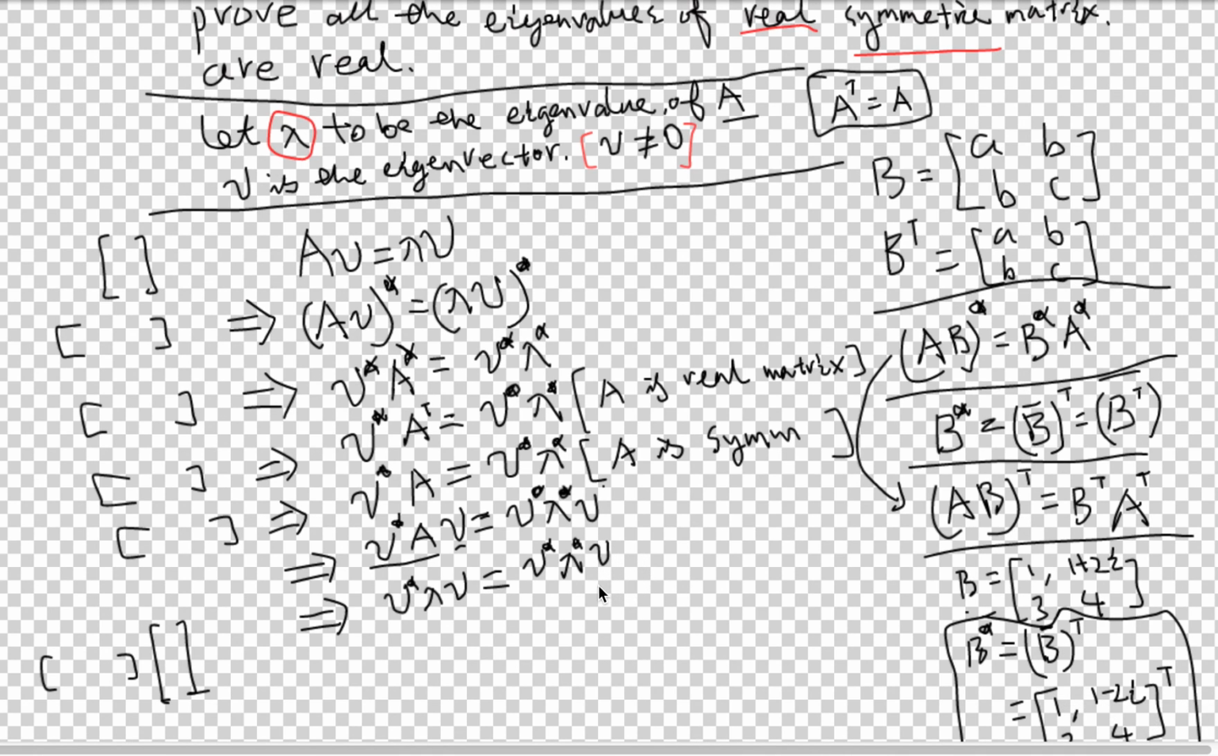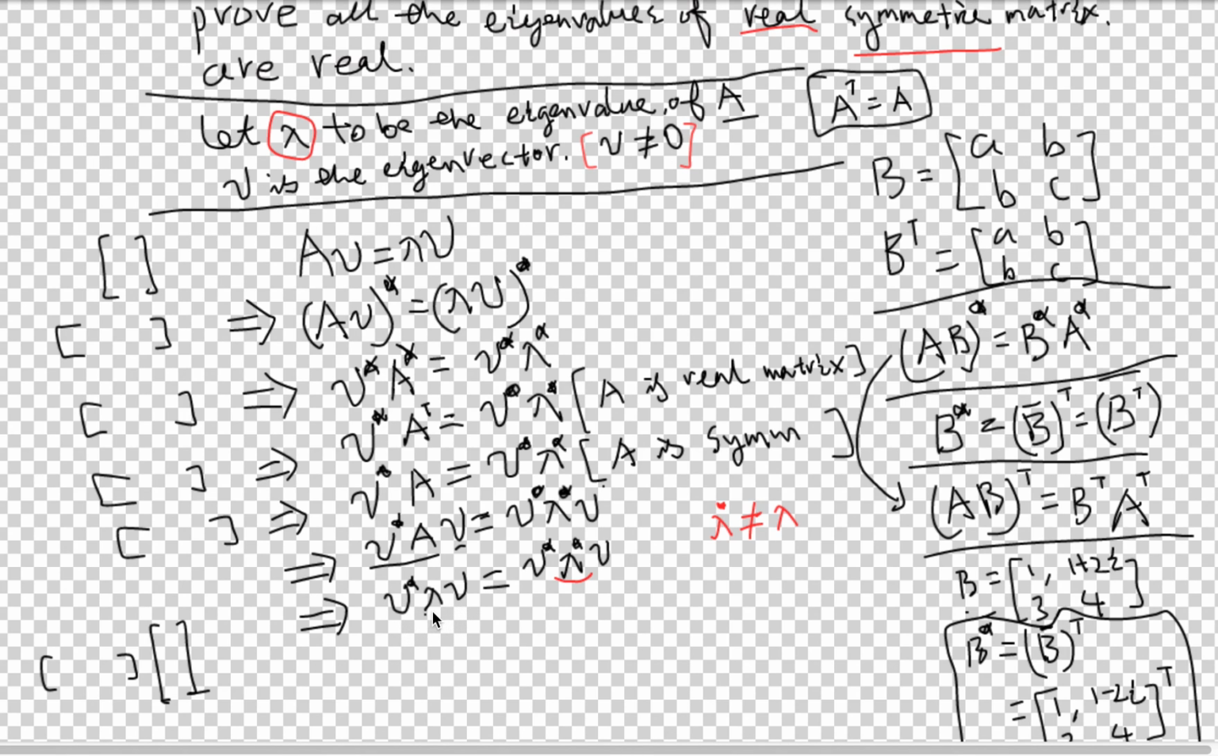So we have this. Something we need to remember here: lambda star is not equal to lambda, because we assume lambda can be any number, can be real, can be a complex number. That's what the question asks you to prove, that lambda must be a real number, but we don't know yet. So we cannot use lambda star equal to lambda. So we go to the next step.